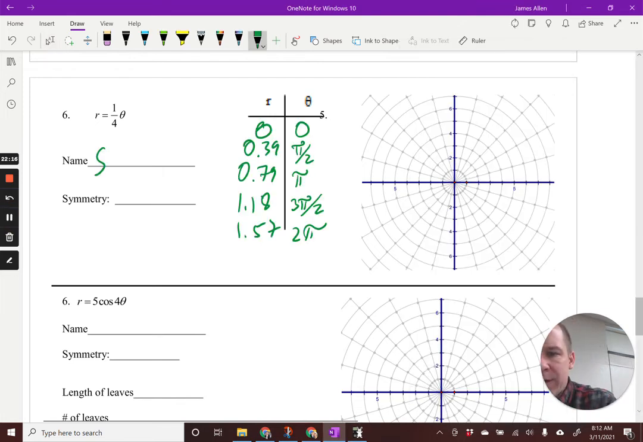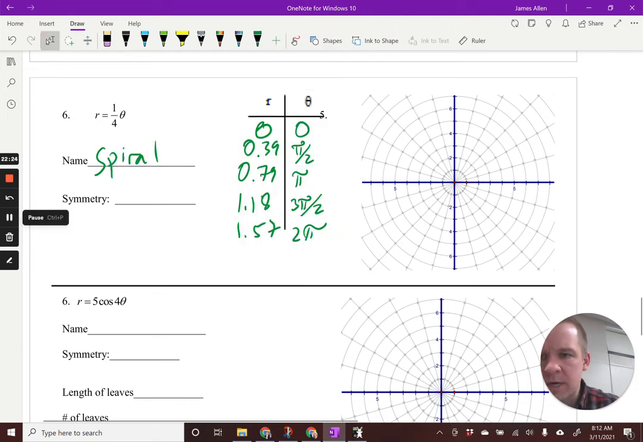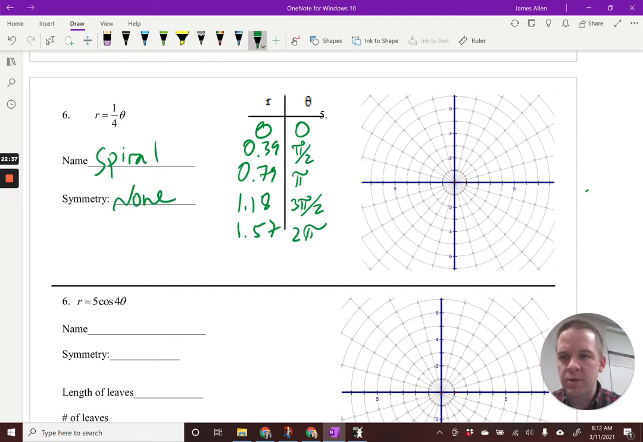All right. Spiral. I forgot to write that down. Come on, pen. Sorry about that. It was messing up a little bit there. So we got a spiral. We don't have any symmetry with something like this. Okay, none. So we got none for the symmetry. I don't know why it's not letting me write there when I'm recording, so hopefully it fixes itself.